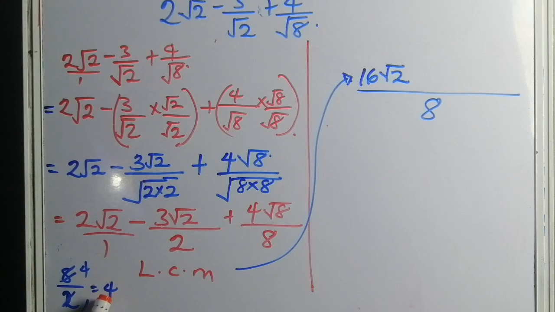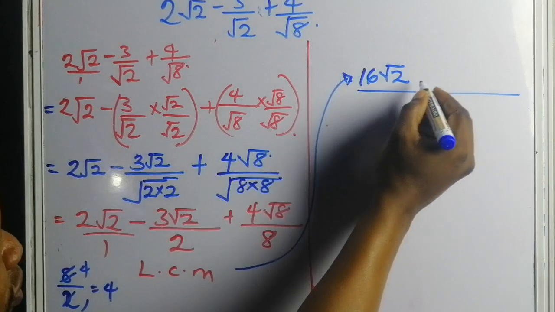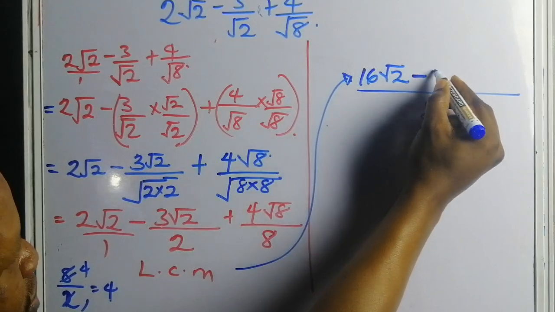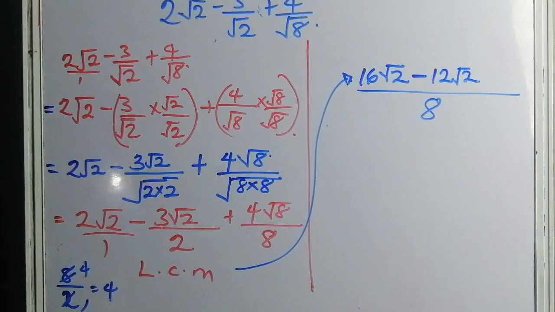So I use outside to multiply outside. I use inside square root to multiply inside square root. So 4 times 3 is 12. So this one, don't forget the minus. That's 12 root 2. I hope you are following. It's very, very simple.